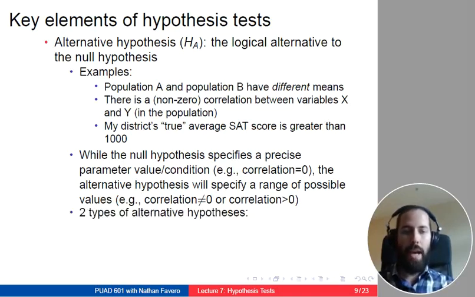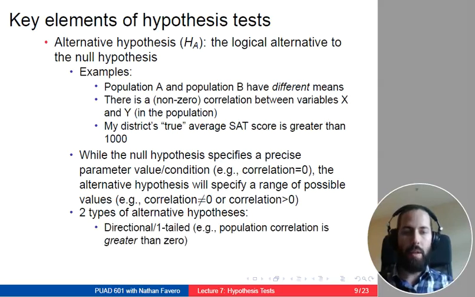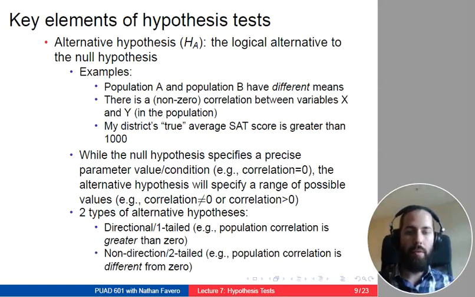And there's actually two types of alternative hypotheses, which I've already alluded to. One type of alternative hypothesis that's a little bit less common, I would say, is a directional or a one-tailed hypothesis. And that is something like saying that the population correlation is greater than 0, as opposed to a two-tailed or non-directional hypothesis, where I would say the population correlation is different from 0. So notice that with a two-tailed or non-directional test, it could be that population A is greater than B, or it could be that it's less than B.